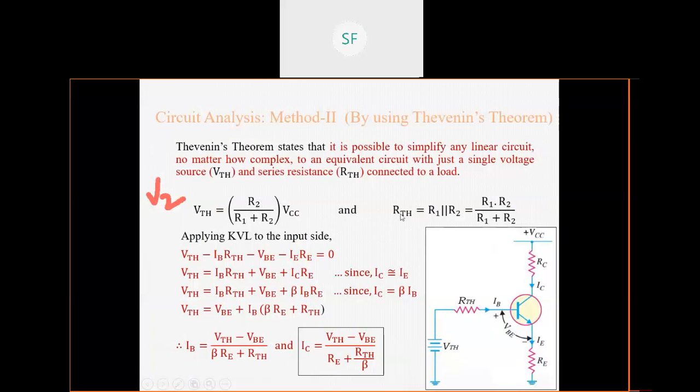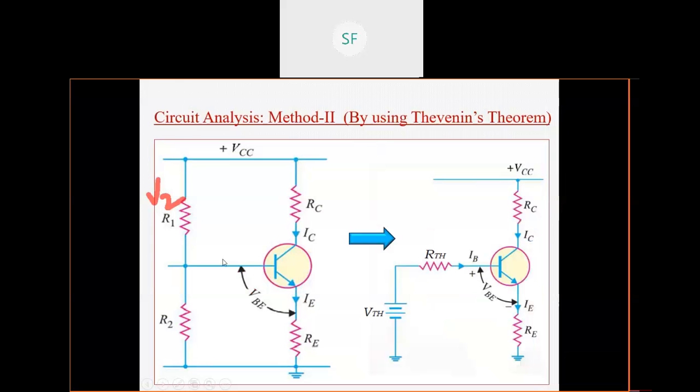But here the extra component is the RTH resistor. So RTH is nothing but a parallel combination of R1 parallel to R2. ये जो आपके R1 R2 थे ना यहाँ पे, तो इसका पैरेलल कॉम्बिनेशन या फिर पैरेलल इक्विवेलेंट जो आएगा, that will be your RTH.